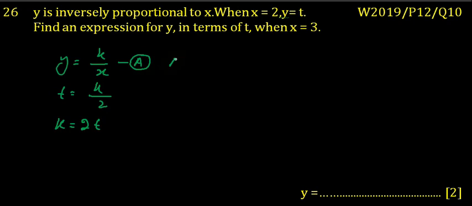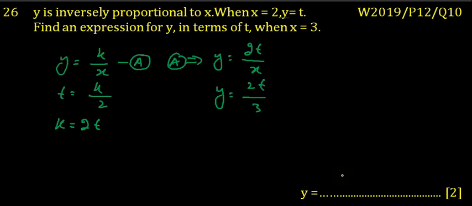Now we rewrite the equation A as y is equal to 2t upon x. We have replaced the value of k in equation A. Now we have to find an expression for y in terms of t when x is equal to 3. So we just replace the value of x as 3. So the expression becomes y is equal to 2t upon 3.